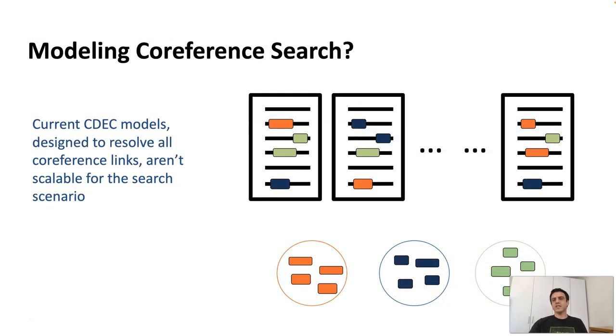Regarding modeling the coreference search task, current cross-document event coreference models designed to resolve all coreference links across the entire document set aren't scalable for the search scenario.